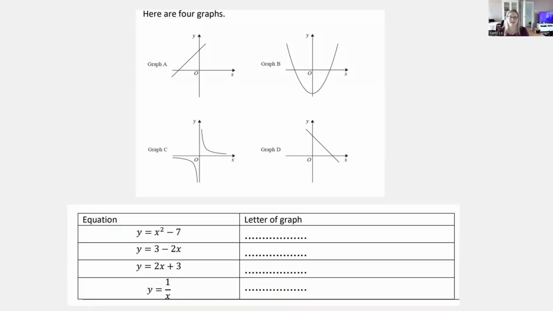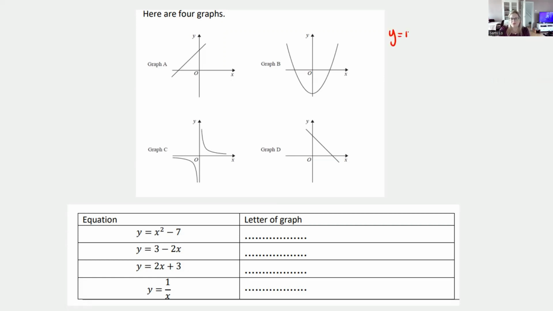The reason why I did this is because this is a typical question that you can see towards the end of your paper coming up, and people freak out and they go, I don't know which graph's which. Well, first let's eliminate the straight line graphs, okay?